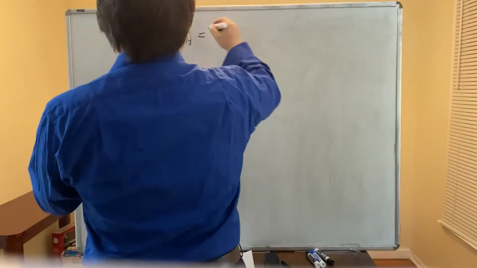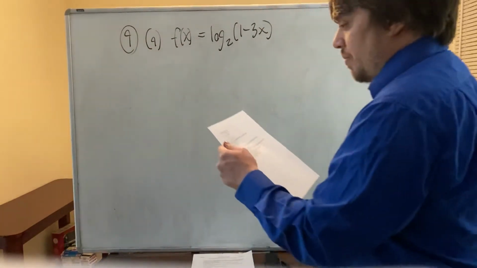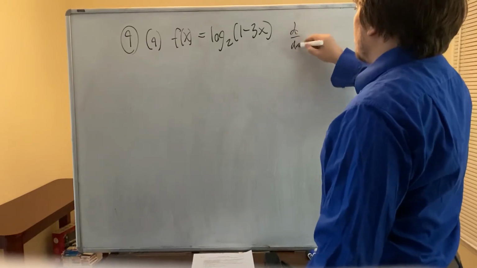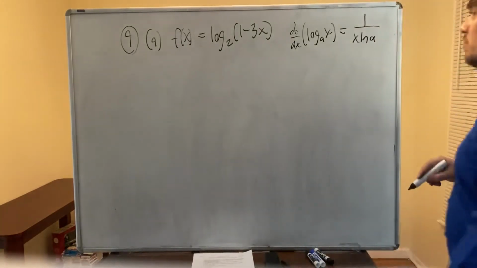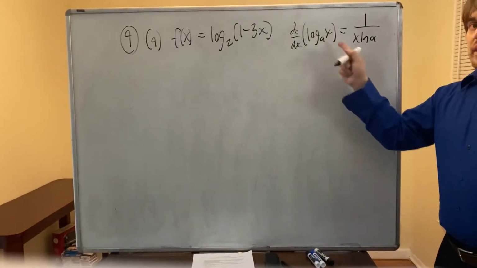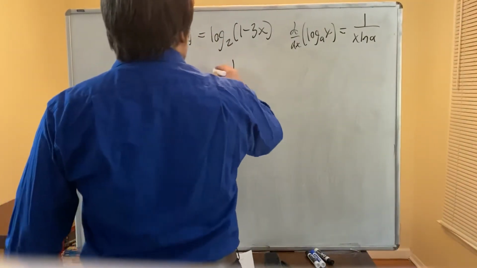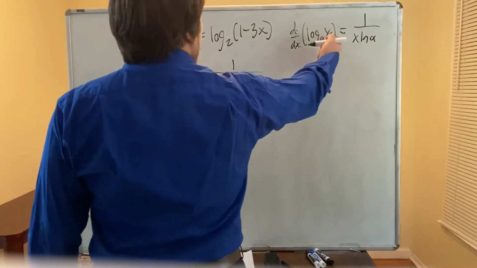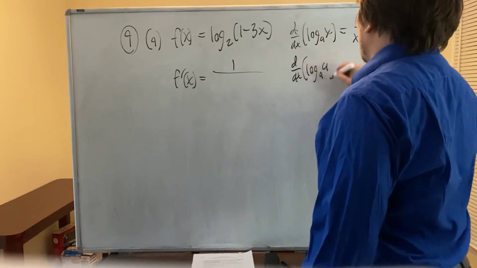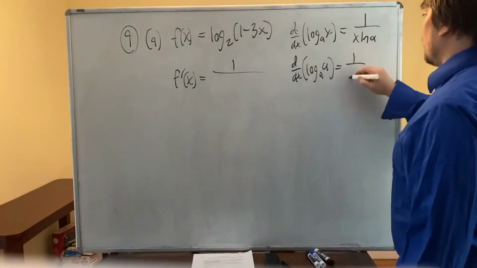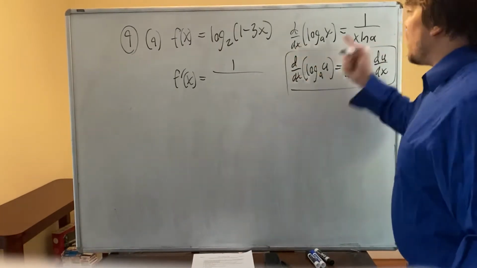We're given f of x, the function, is equal to log base 2 of 1 minus 3x. So we're going to use the formula d dx of log base a of x is equal to 1 over x ln a. Here we're going to combine this with the chain rule. So d dx of log base a of u, where u is a function of x, is 1 over u ln a times du dx. This is combining that equation with the chain rule.